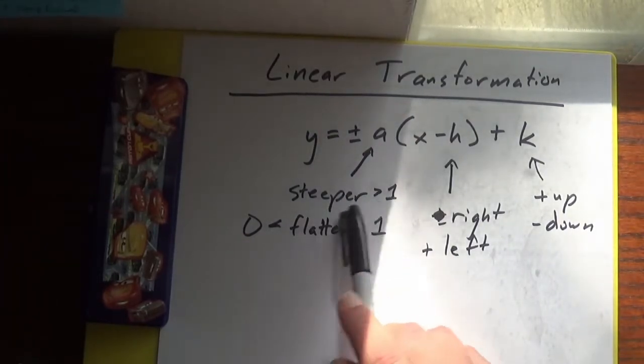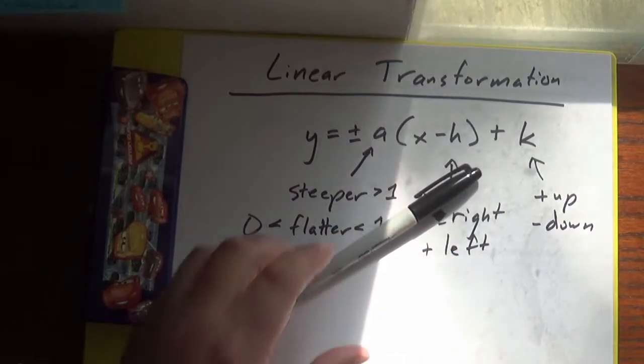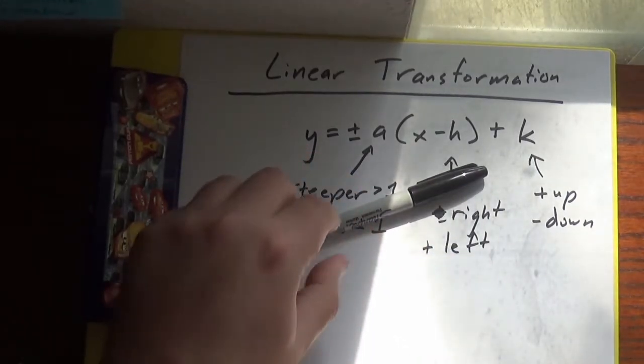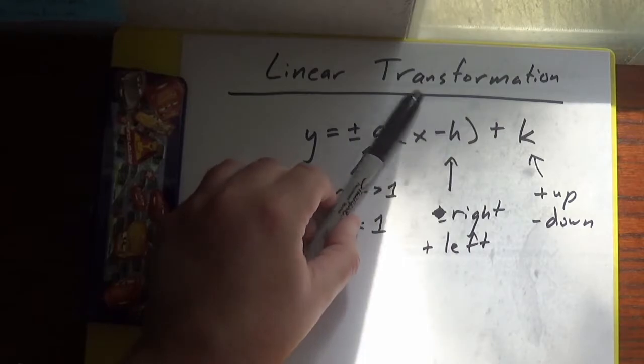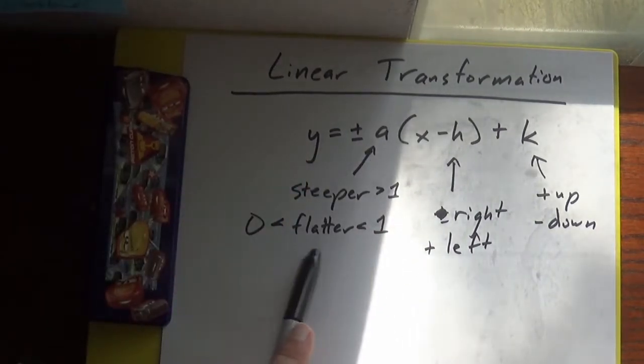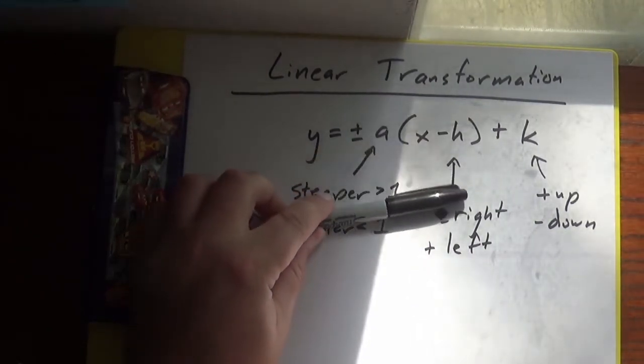So if a is bigger than 1, it's going to be steeper. So for a line, it goes from that to steeper. And if a is between 0 and 1, it makes it flatter, so less steep.